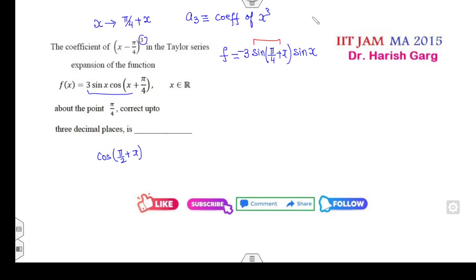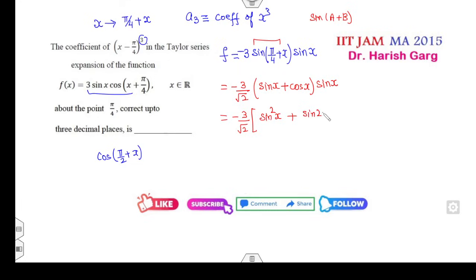Fine. I can open this sine of a plus b. So that will be minus 3 divided by root 2, sine a cos b into sine x. Clear? Now it is minus 3 by root 2. This is sine square x plus I can say 2 sine x cos x, so I can multiply by 2 and divide by 2. That becomes sine of 2x divided by 2. I can write the sine square x also because I need to expand the series. So that will be 1 minus cos 2x over 2.